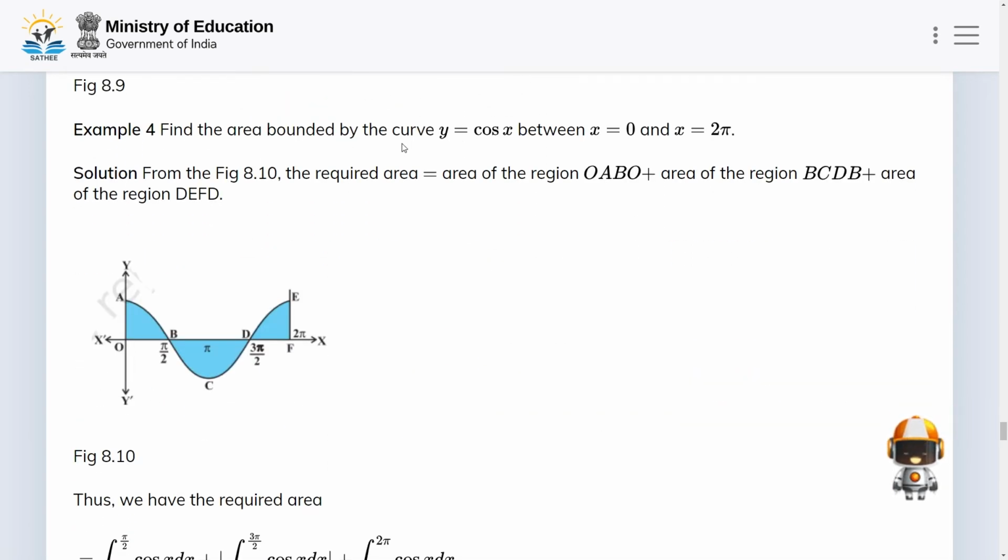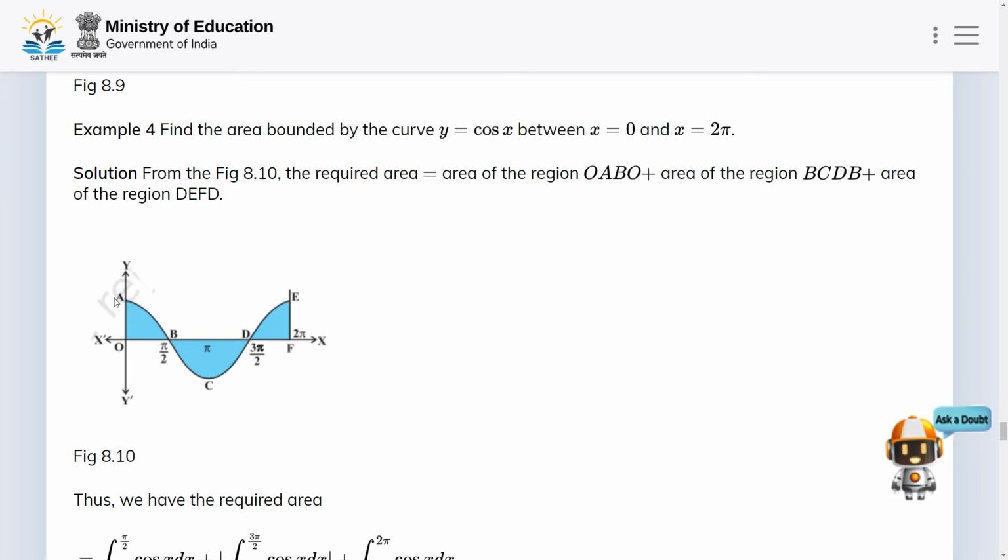Okay, now the next example. Area bounded by the curve y equals cos x from x equals 0 to 2 pi. First of all, draw the graph of cos x in the interval 0 to 2 pi. You want the area bounded by this curve from x equals 0 to 2 pi, and also the x-axis. So the first area will be this, the second will be this, the third will be this.